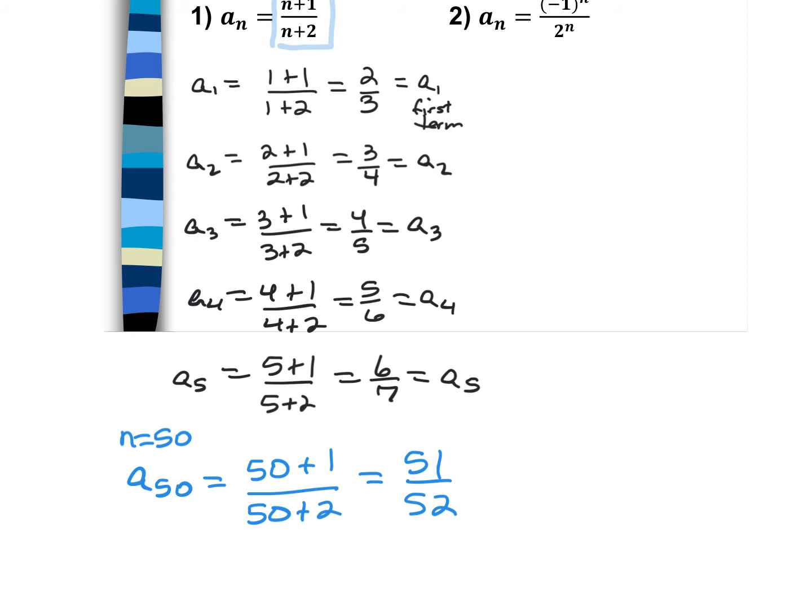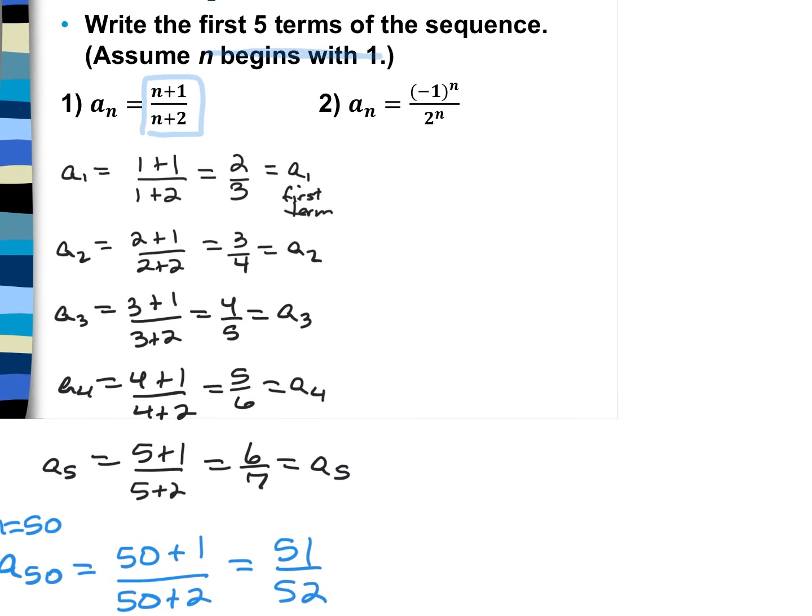Again, we're following order of operations. So again, I'm going to find the first 5 terms. So a sub 1, and that's going to be negative 1 to the first over 2 to the first, which gives me negative 1 over 2, and I could just pull the negative out front if you wish. Then I'm going to plug in a 2.